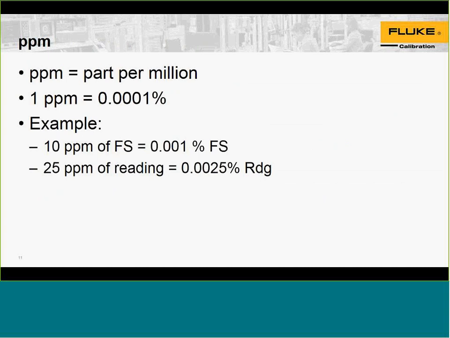PPM is used a lot, especially with higher accuracy and precise sensors, because you have a lot more zeros in front of the significant number. Parts per million: 1 ppm is 0.0001%. For example, we say ppm, so 10 ppm of full scale is the same as 0.001% of full scale. And likewise, 5 ppm of reading would be 0.0005% of the reading.